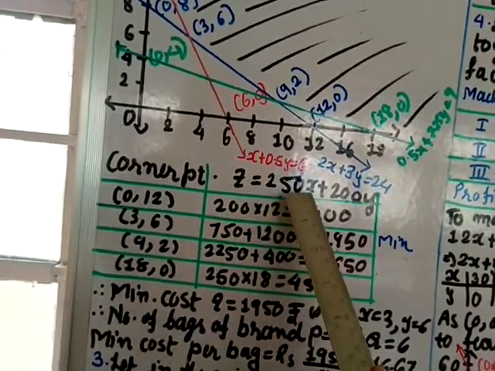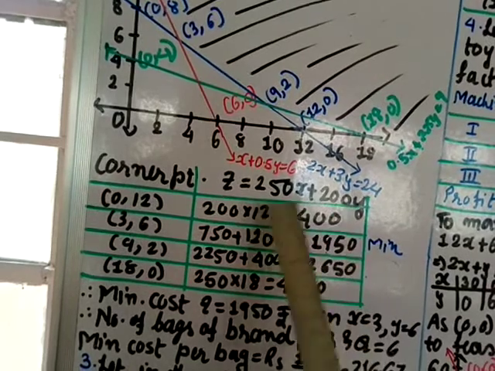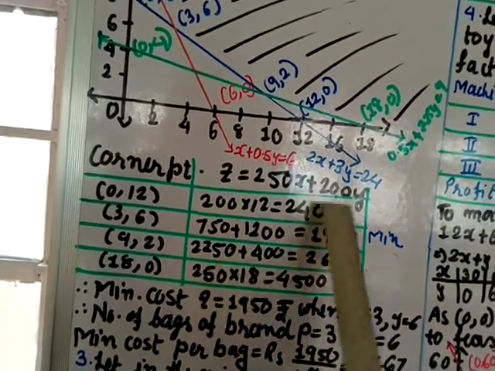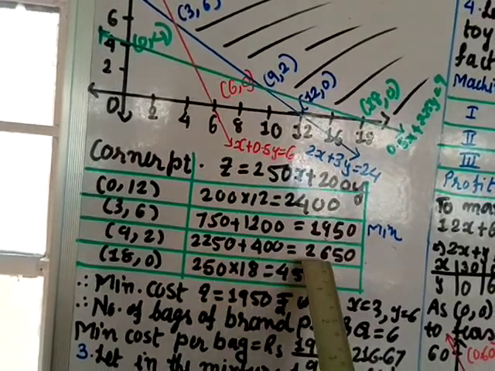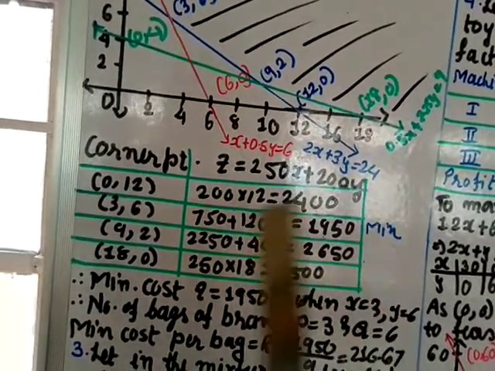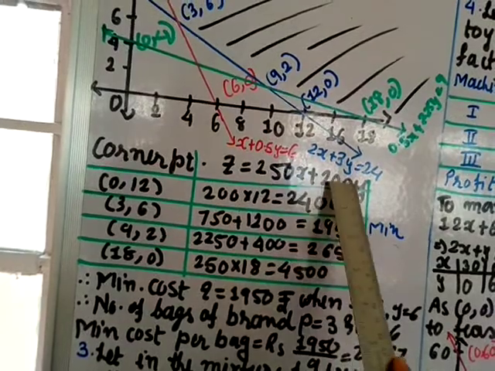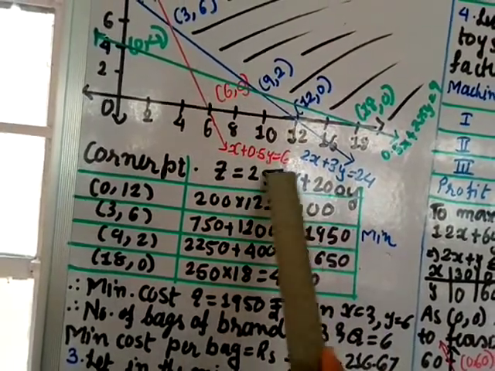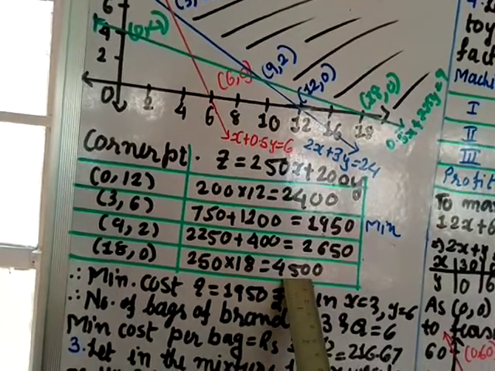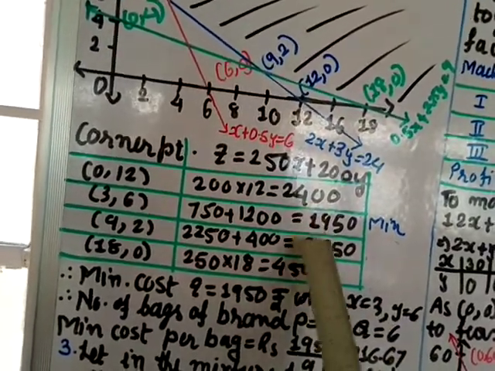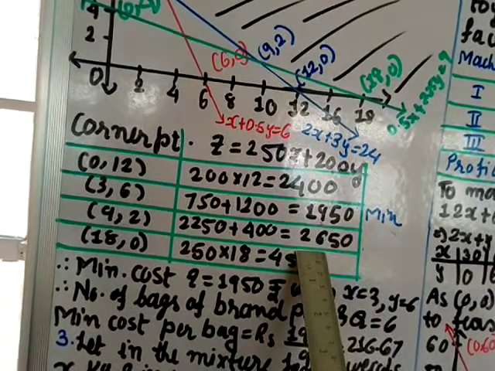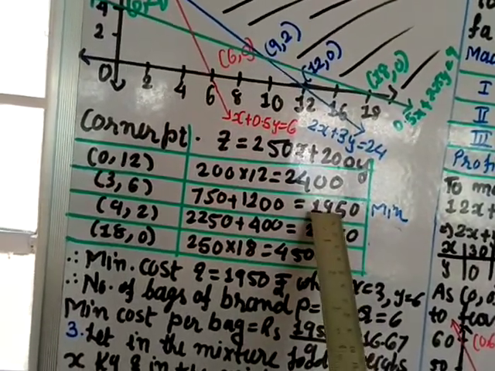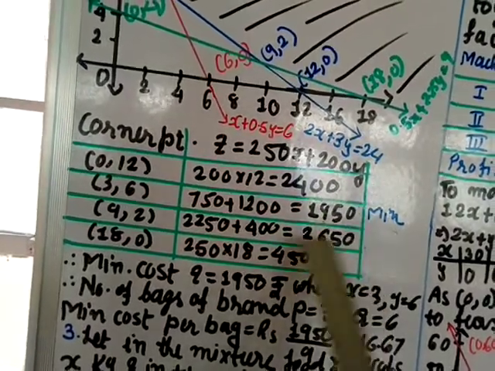Then 9 and 2, so put x equal to 9 and y equal to 2. When you put 9 you get 2250, and when you put 2, 400, add up you get 2650. Then 18 and 0, so 18 here, 0 cancels, this you multiply by 250, which gives you 4500. So among these, this is 2400, 1950, 2650 and 4500. Among these, the minimum is this one, minimum cost is 1950. So this is my solution.